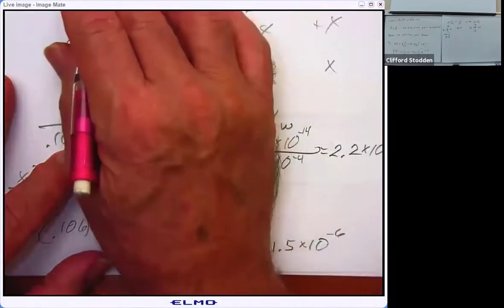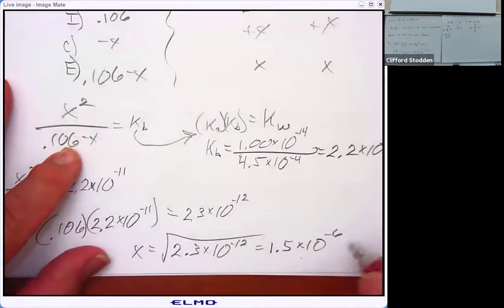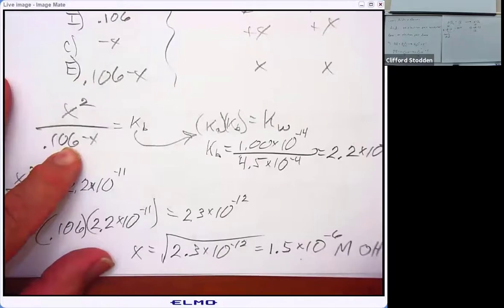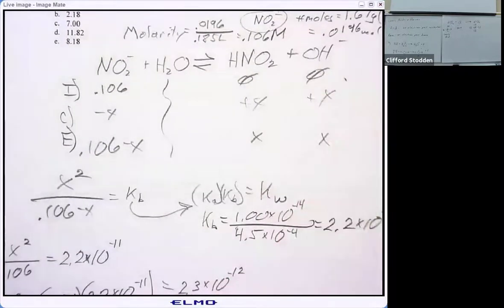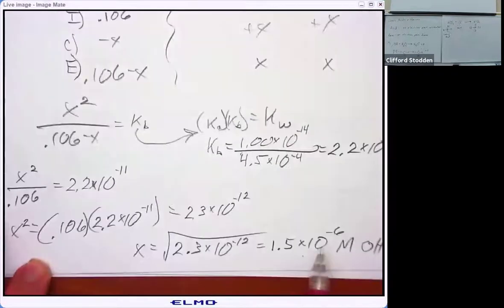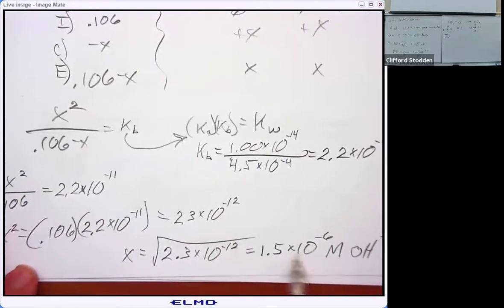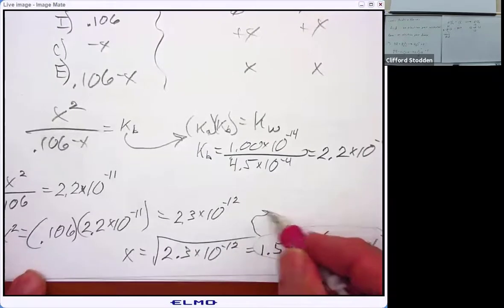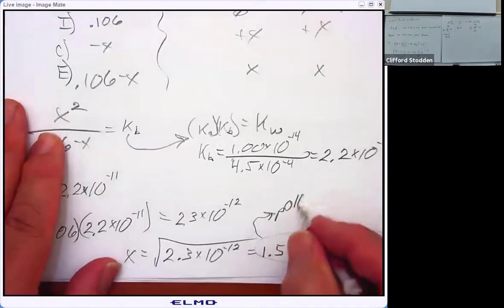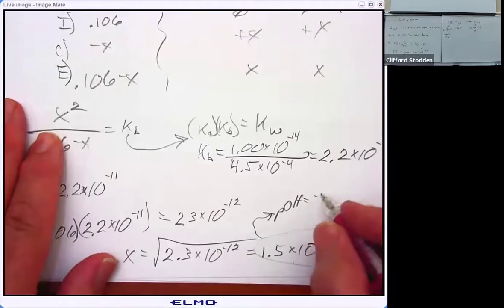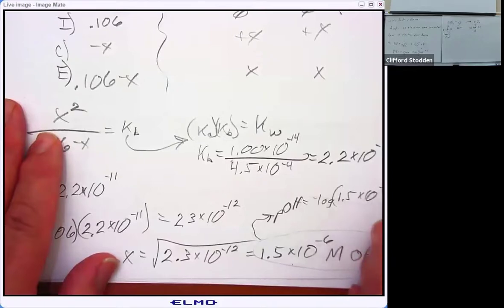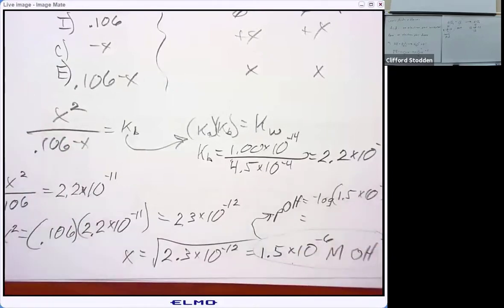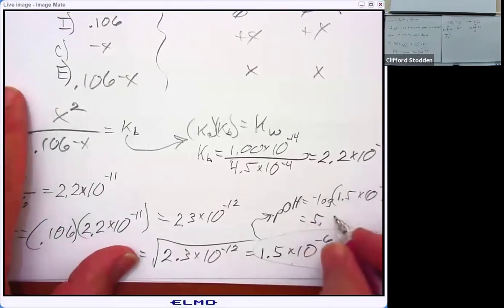Okay, now they're asking for pH. This number we just calculated is the molarity of hydroxide ion, because remember, this is a basic solution. So your x here is hydroxide. You've got to do a little bit of work to get this turned into a pH. So there's a lot of different steps here. What I'm going to do first is take this and use it to calculate a pOH. That would be minus the log of this. So the pOH would be 5.82.